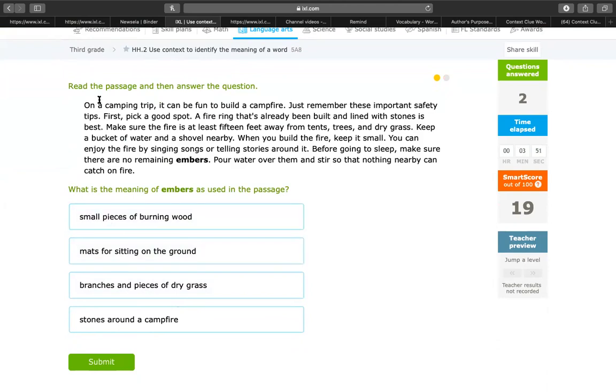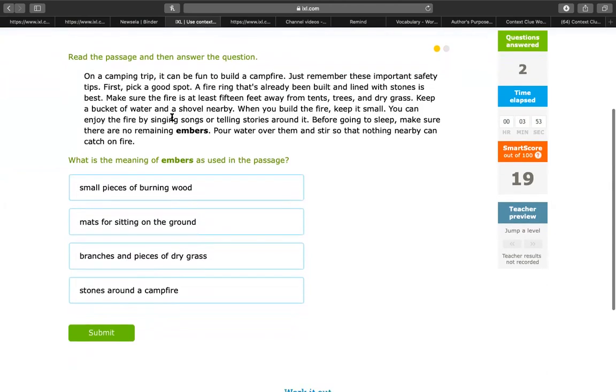On a camping trip, it can be fun to build a campfire. Just remember these important safety tips. First, pick a good spot. A fire ring that's already been built and lined with stones is best.